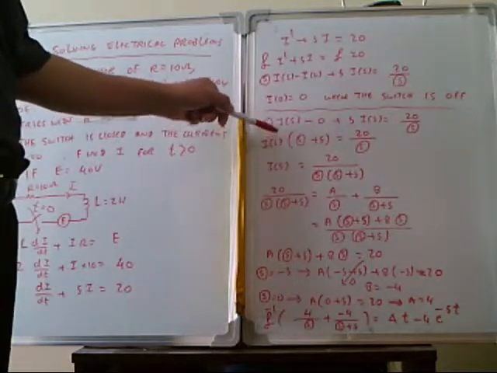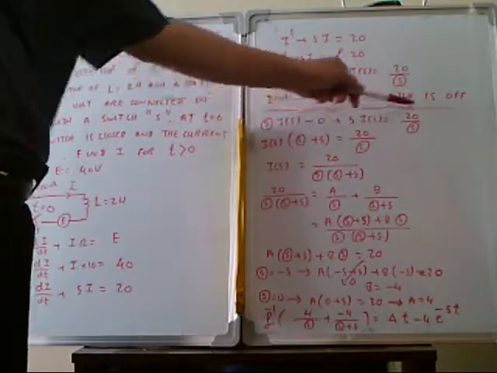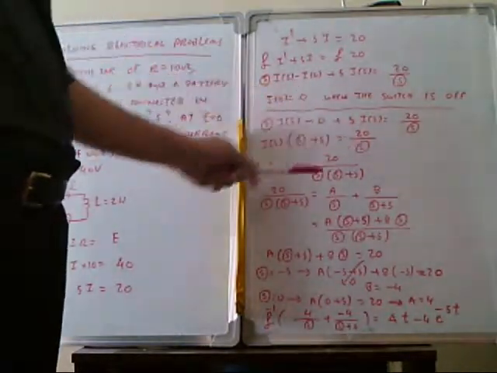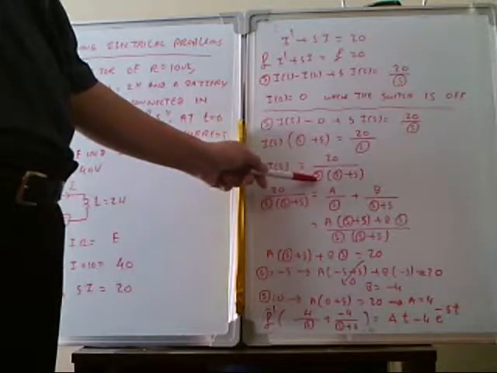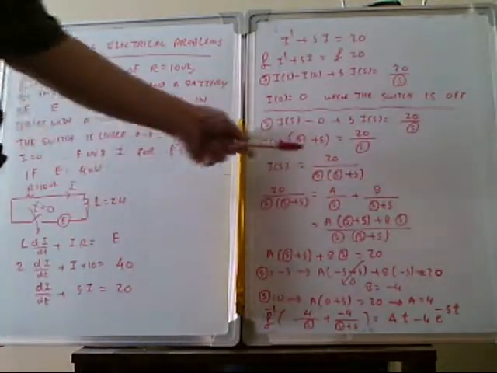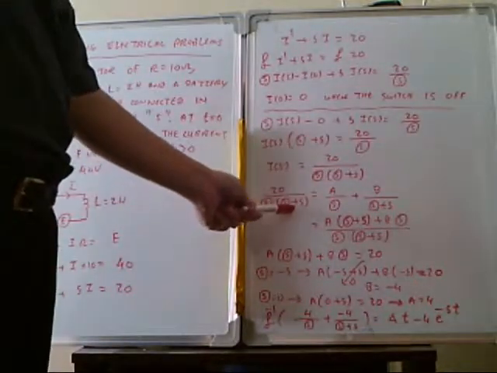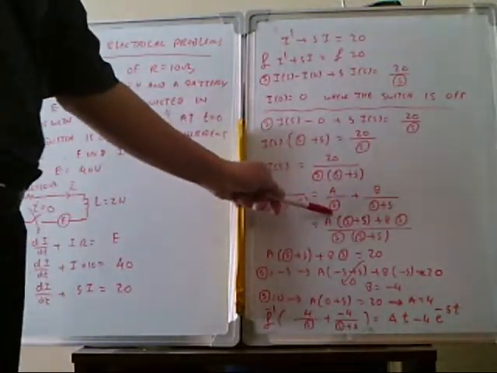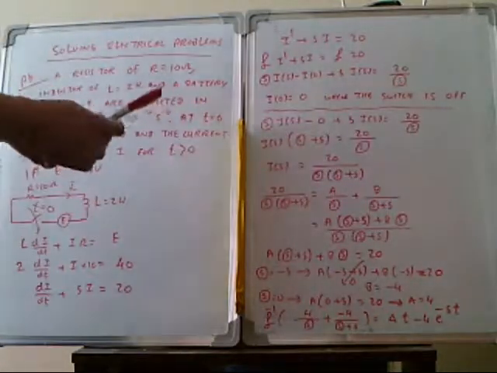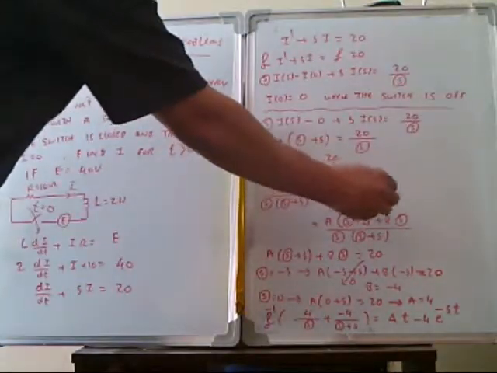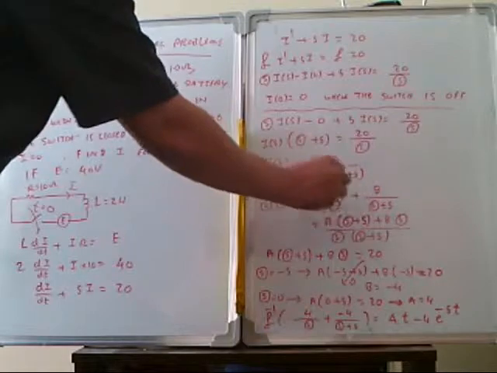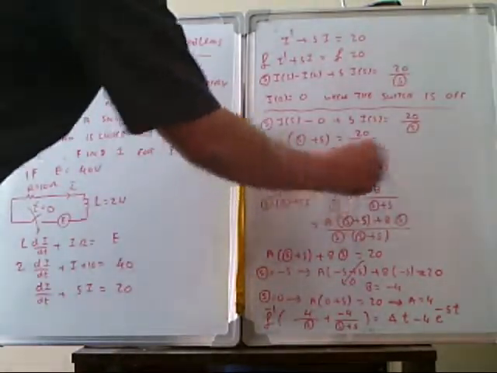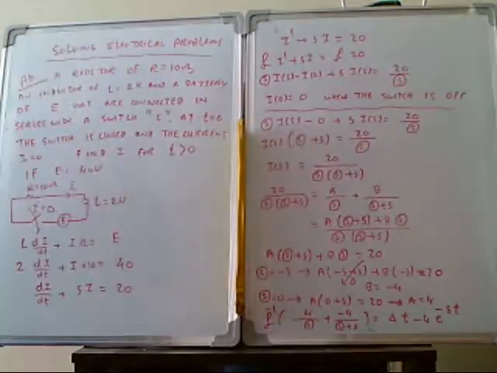So we get s into I(s) plus 5I(s) equal to 20 by s. I(s) multiplied by s plus 5 is equal to 20 by s. So I(s) is equal to 20 by s into s plus 5. This 20 divided by s multiplied by s plus 5 can be written in factors. So we say A by s plus B by s plus 5. We make the cross multiplication: s plus 5 multiplied by A, so A into s plus 5, and s multiplied by B, so B into s. So that will be A into s plus 5 plus B into s is equal to 20.